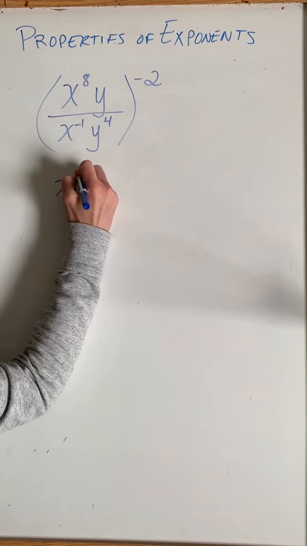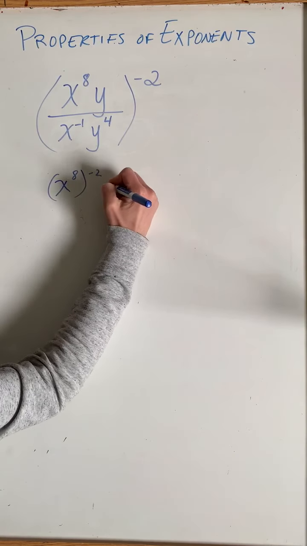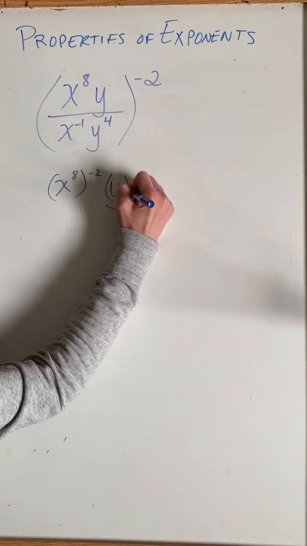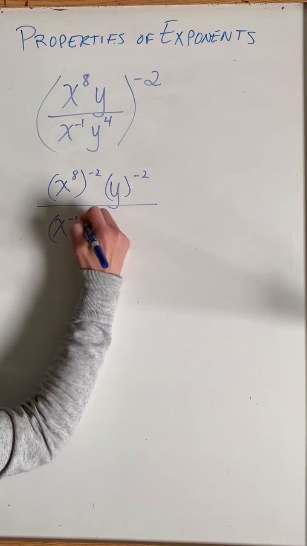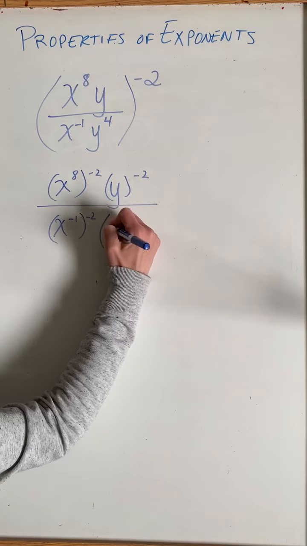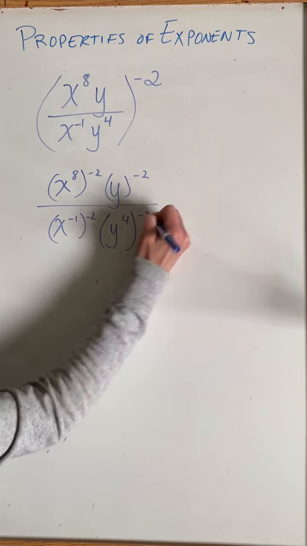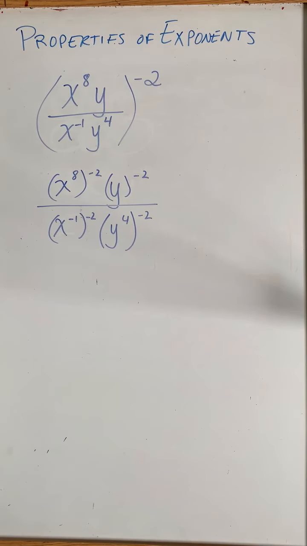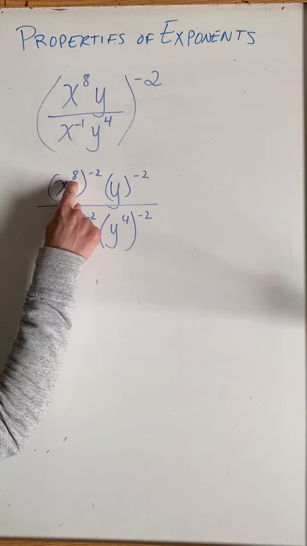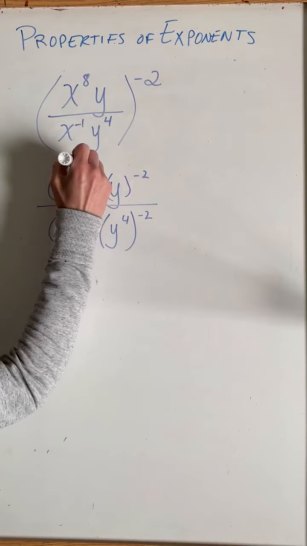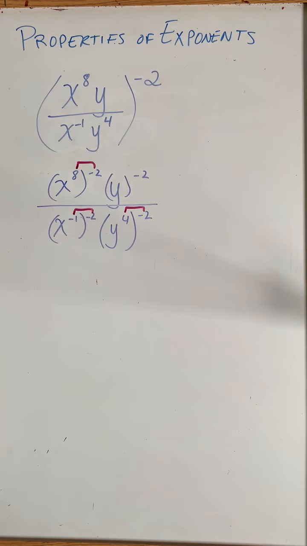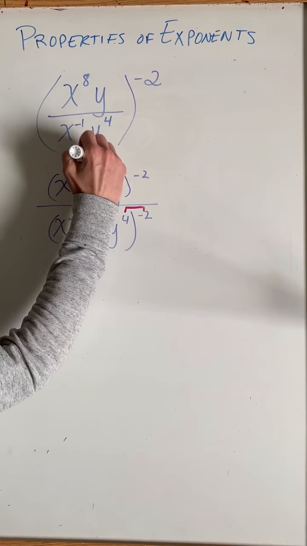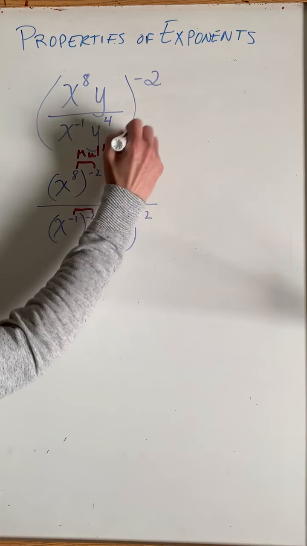So we're going to take x to the 8th and raise that to the negative second. We're going to take y and raise that to the negative second. In the denominator, we're going to raise both our x and our y to the negative second. Okay, now, what did we say we're going to do with exponents when we raise a power to a power? We are going to multiply.